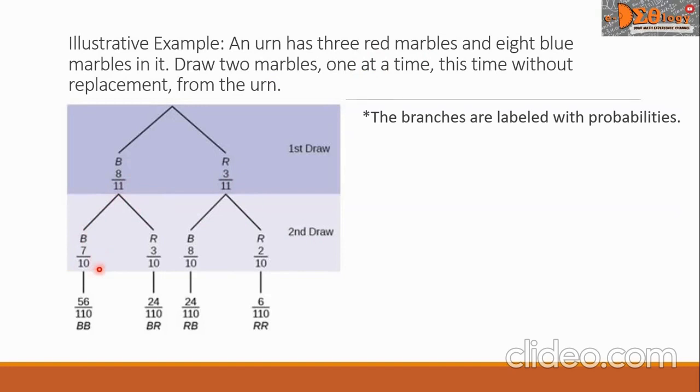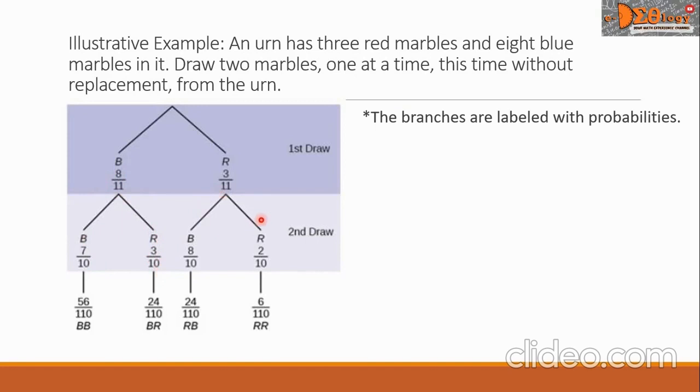Remember, in the problem it says we are not replacing back the first marble once we get the first draw. It means there is an assumption that the first marble is blue, so there will be only 7 left in the blue marbles. So this is 7/10. Also, before the total is 11, since we are not returning that first marble, so 11 minus 1 becomes 10. So this is 7 over 10. The second branch here represents the probability of taking a red marble. There are 3 red marbles over 10.